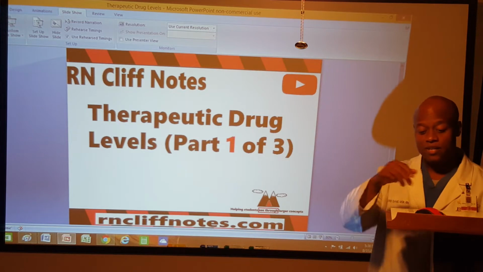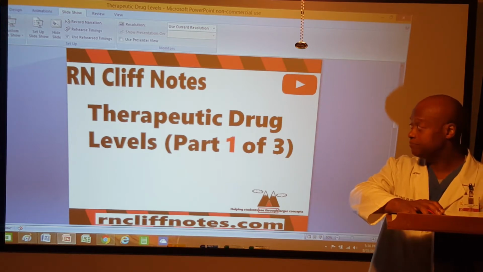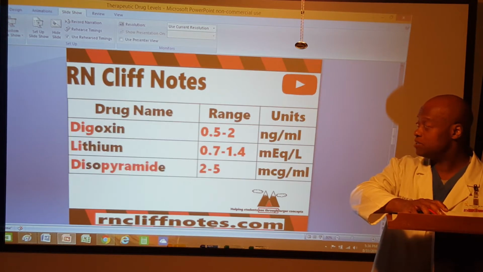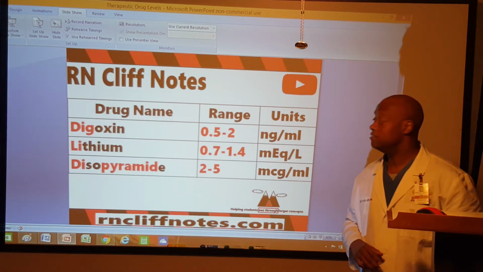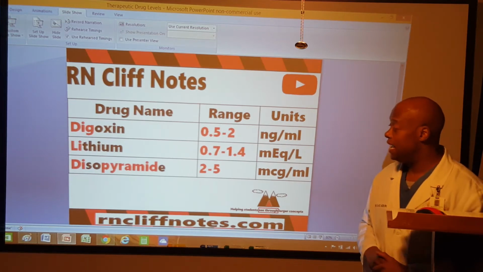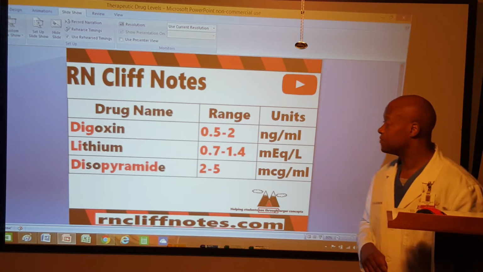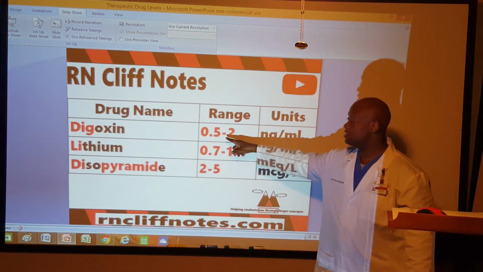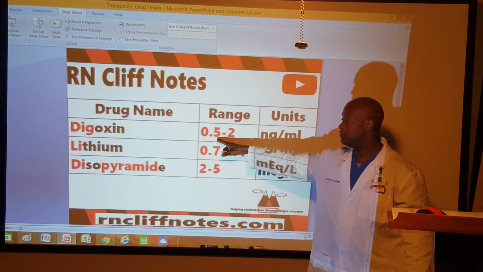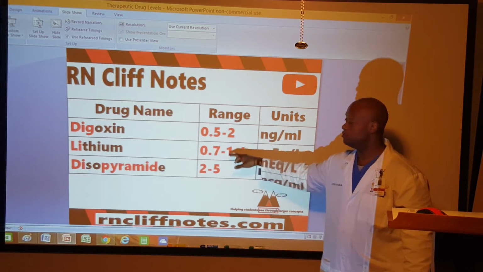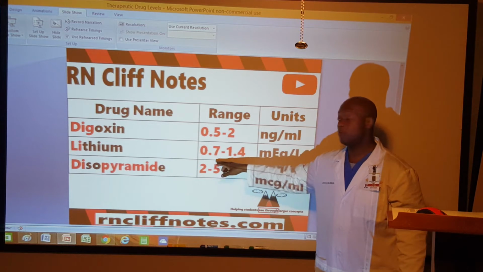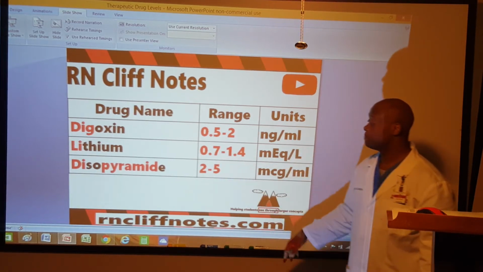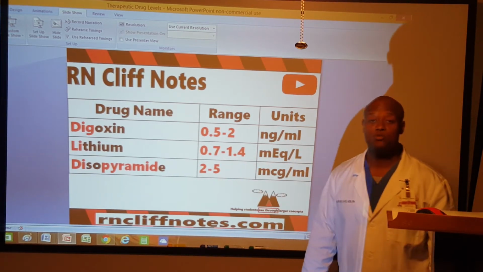But here we go. So, part 1 of 3. The medications we want to start with are Digoxin, Lithium, and Disopyramide. If you take a look at the therapeutic range, Dig has a therapeutic range of 0.5 to 2. Lithium, 0.7 to 1.4. And Disopyramide, 2 to 5.